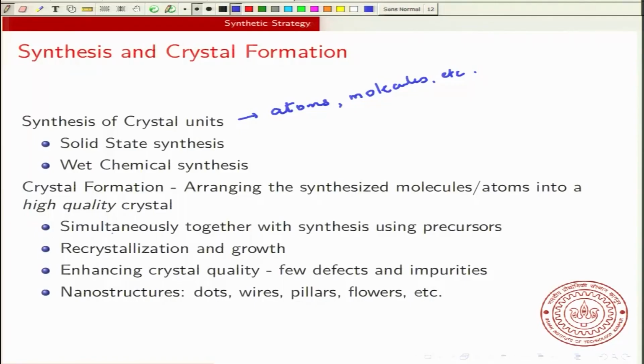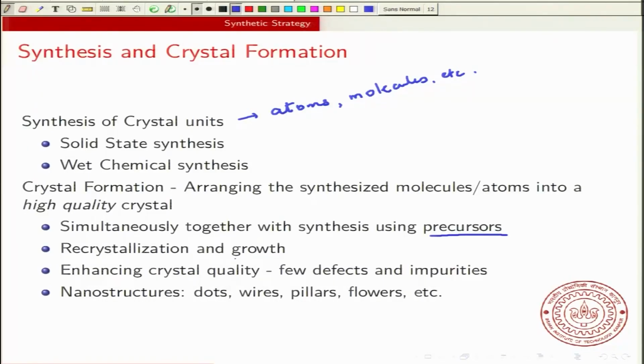Sometimes this crystal formation takes place simultaneously together with synthesis. So you start using certain things called precursors, and you simultaneously accomplish both the synthesis and the crystal formation. But in many other cases, you often do the solid state synthesis and then you recrystallize your sample. So in your first step of synthesis, you get a very poor quality crystal, and what is done is you recrystallize it.